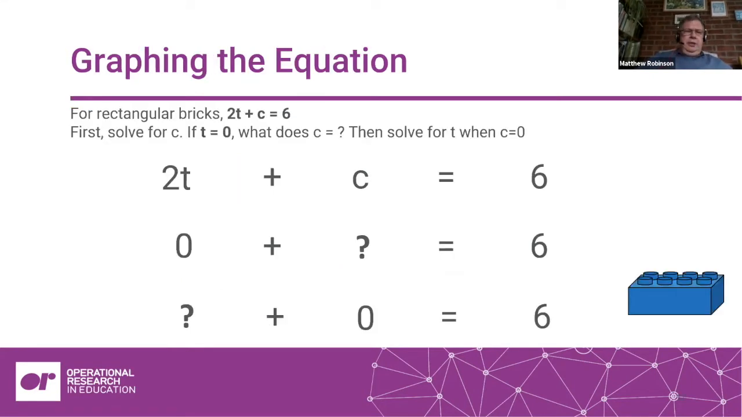So for these rectangular bricks, if we said that 2 times the number of tables plus 1 times the number of chairs equals 6, what I'm trying to do is just sort out the extremes on the graph here. We can then say if the number of tables we produce is 0, what does that mean? C can equal, and then similarly, if we produce no chairs, what are the results there?